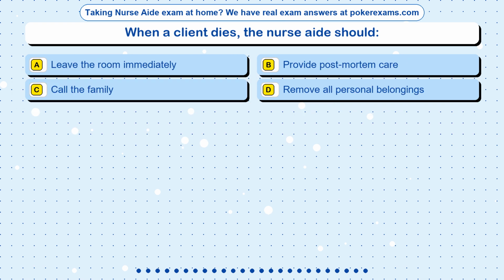Question 7. When a client dies, the nurse aide should: Option A. Leave the room immediately. Option B. Provide post-mortem care. Option C. Call the family. Option D. Remove all personal belongings.